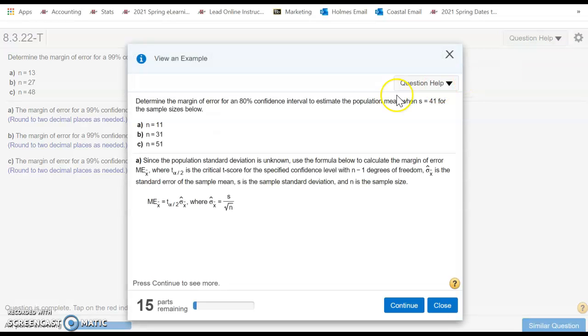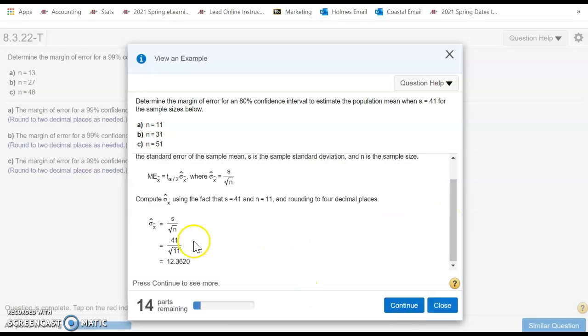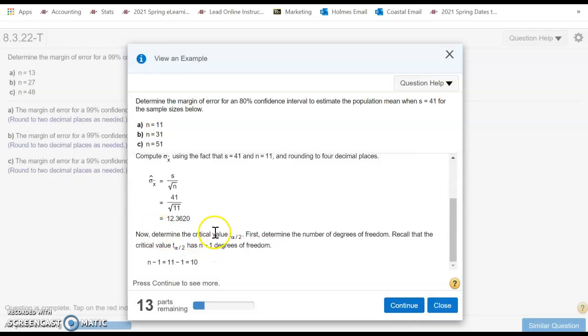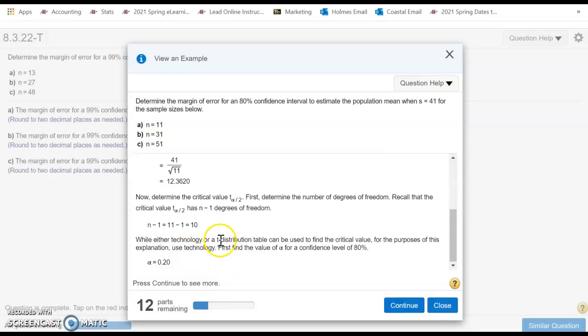So if you click on view an example, it gives you the formulas, but if you keep looking, it will tell you whether they want you to use the formulas, which they do at first, but if you continue, it says either technology or a T-distribution table can be used to find the critical value. For the purposes of this explanation, use technology.